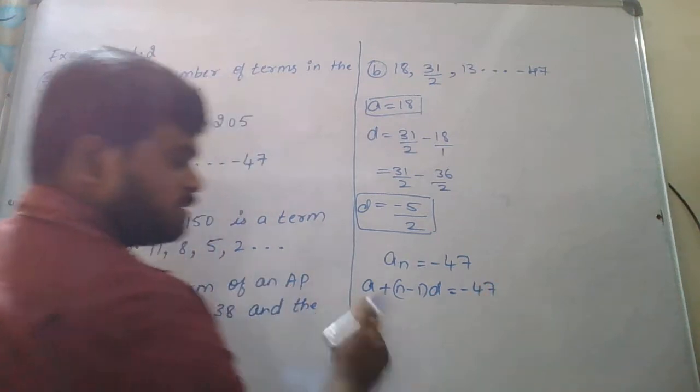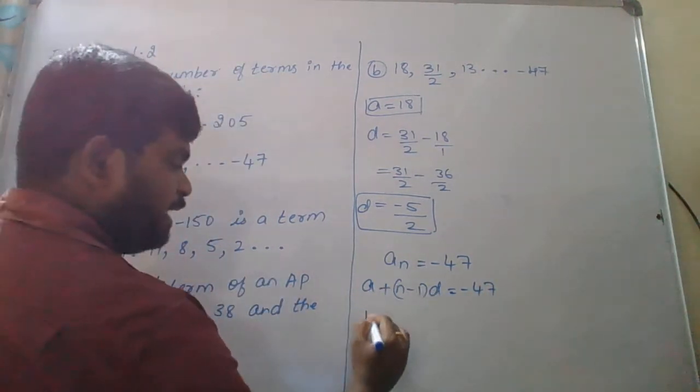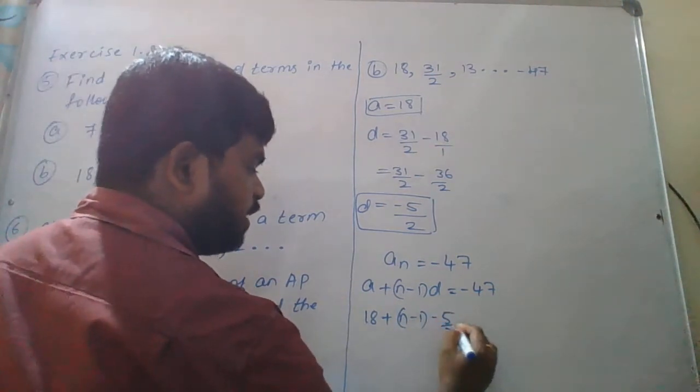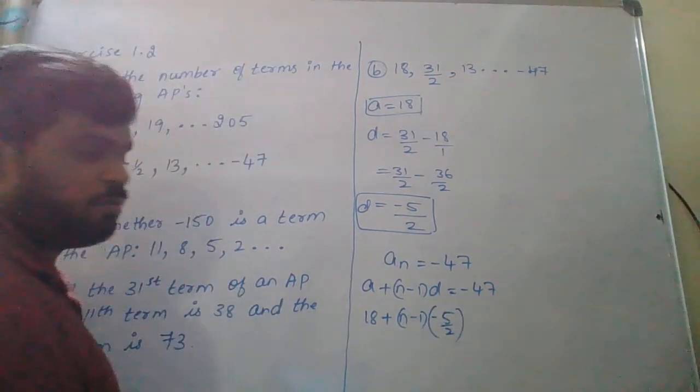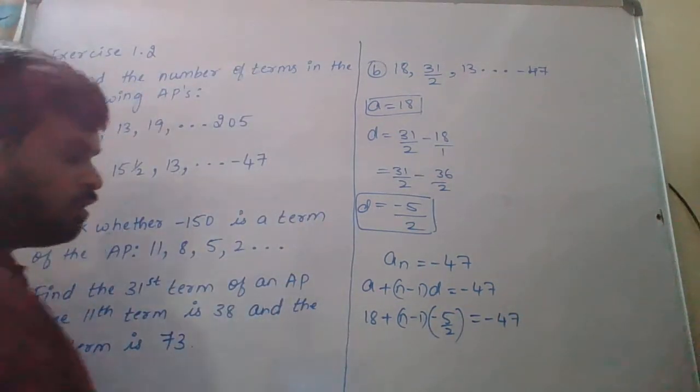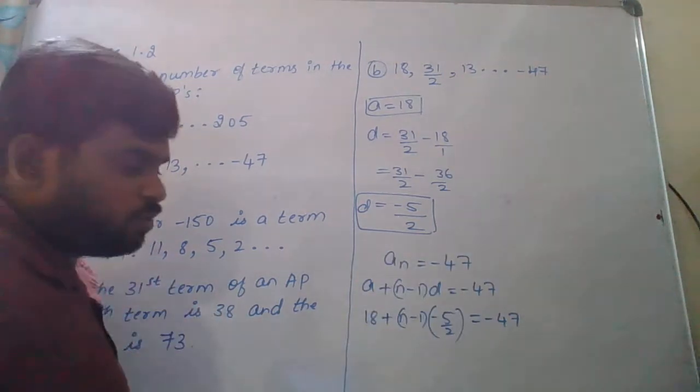After writing the formula, substitute the value of A and D. A is 18 plus N minus 1, D is minus 5 by 2, equals minus 47. Whenever D is negative, put a bracket. Now, send this 18, transpose it to the other side.